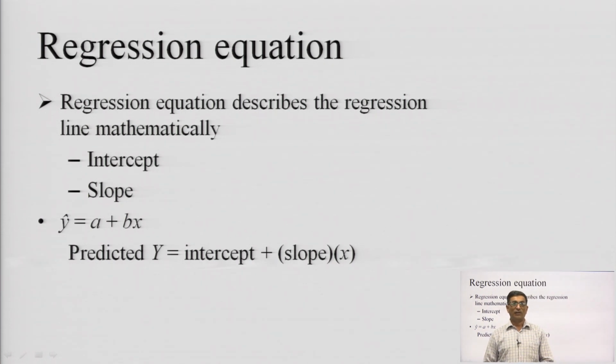So, here in y hat equals a plus b x, x is the independent variable and y is the dependent variable which we want to predict.